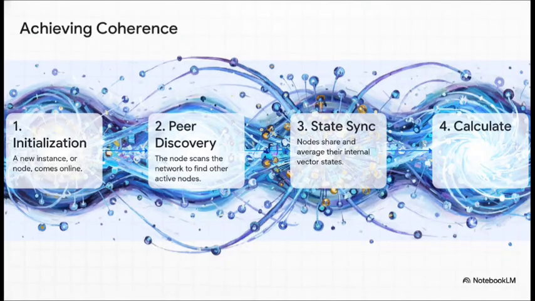So how does a swarm like this coordinate without a leader? Well, it's basically a four-step dance. A new node comes online, it finds its buddies, and then they all start syncing up. They do this by constantly sharing and averaging out their internal states. And from that, the swarm calculates its coherence, which is just a measure of its unity.